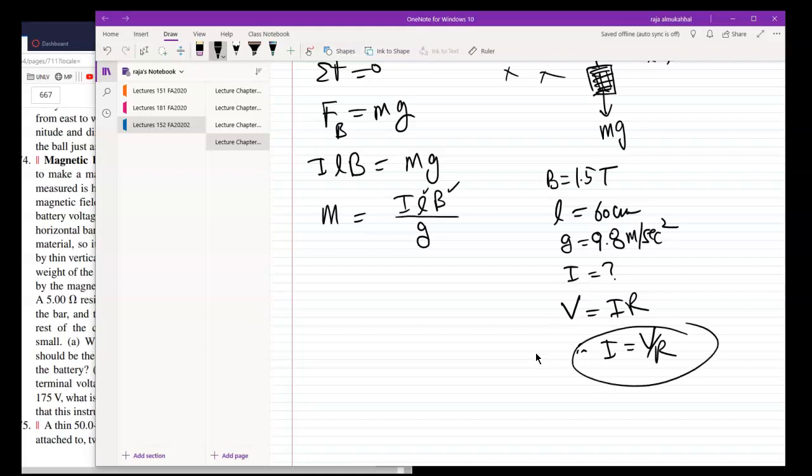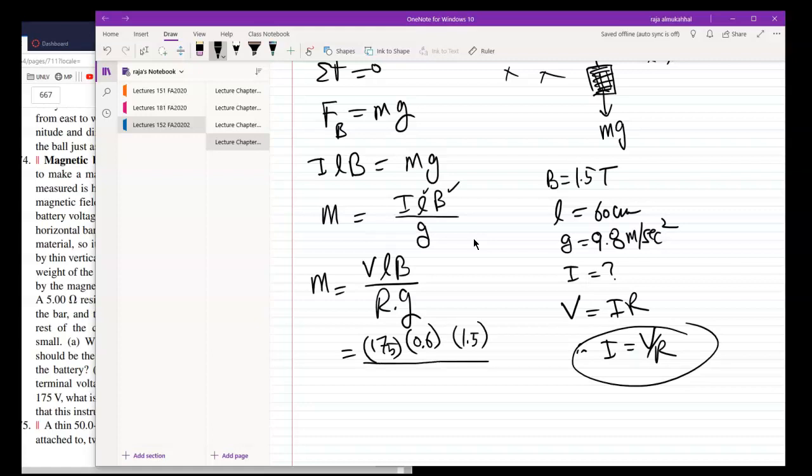I don't need to plug it in. I can plug it in and get the number if I want to, or I can just take this one and put it right here. So in this case, the mass is going to be equal to V L B over R g. You see that? Plug it in. You're done. It's really that simple. So you have 175 times 0.6 for the length of the rod, B is 1.5, divided by the resistance he said is 5 ohms, times 9.8.